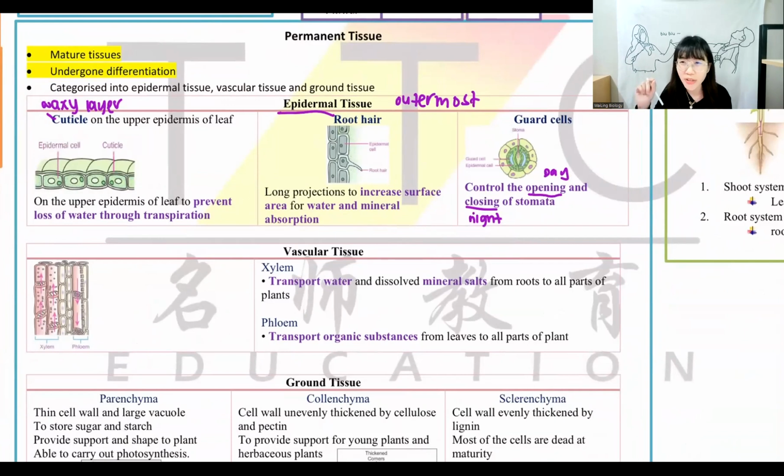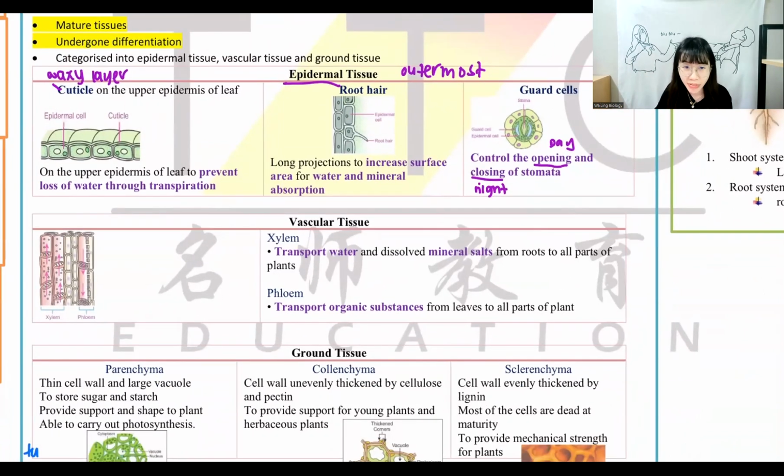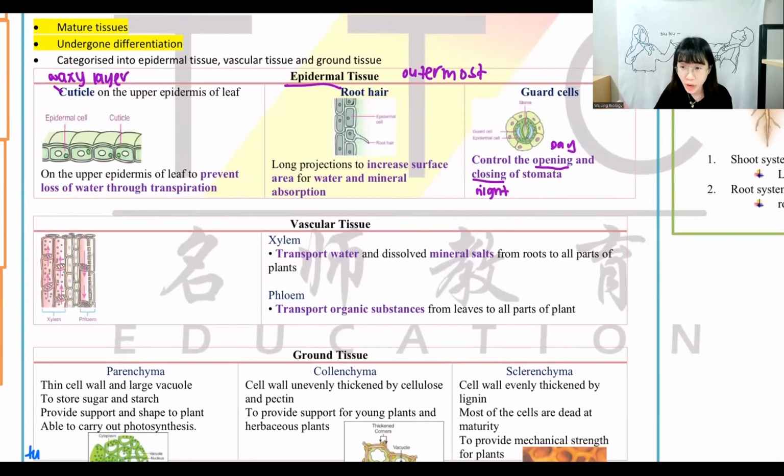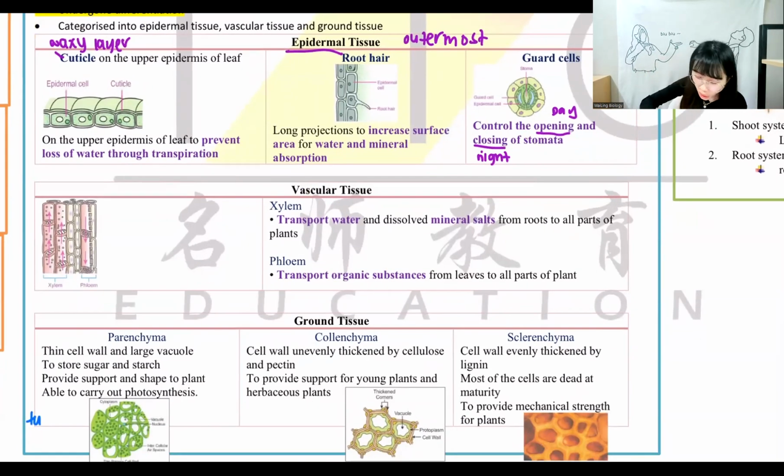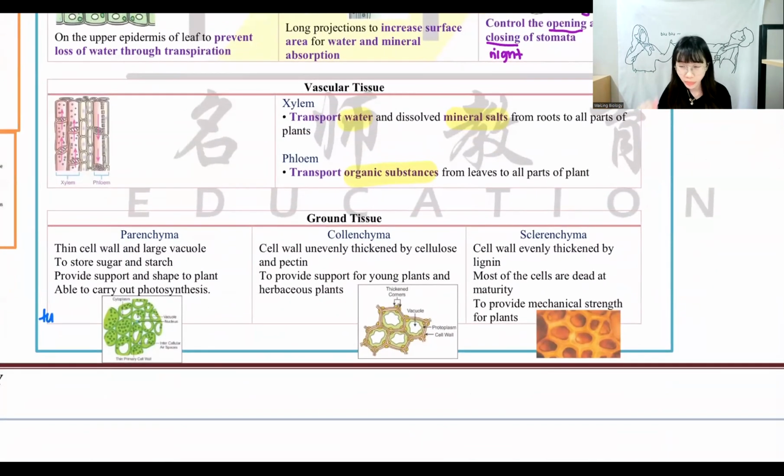And then we have vascular tissue. Everything related to vascular, remember it as xylem and phloem. When you see the word vascular, remember xylem and phloem. Xylem transports water and mineral. Phloem transports organic substances. Remember, this is organic substances, not food. Cannot write food, cannot write glucose. You write organic substances or you write photosynthetic product.